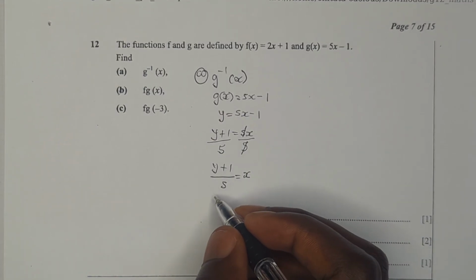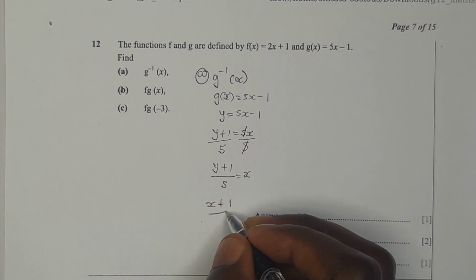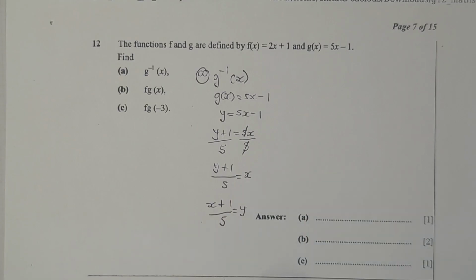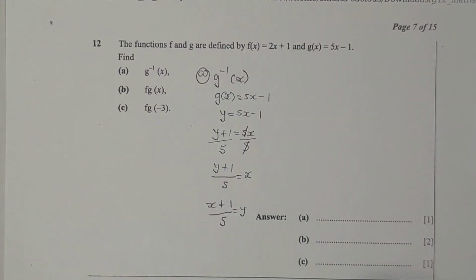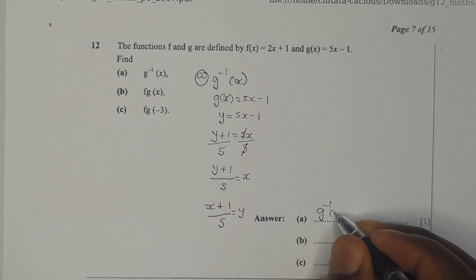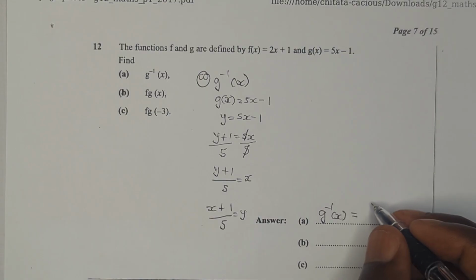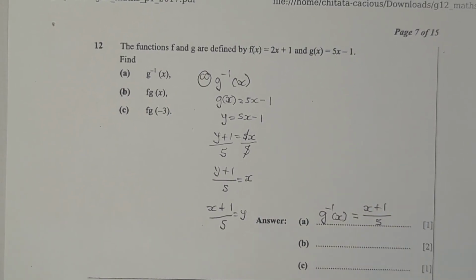So this will be x plus 1 over 5 is equal to y. Now, this becomes the inverse or g inverse of x. So our answer, therefore, we write g inverse of x is equal to x plus 1 over 5.